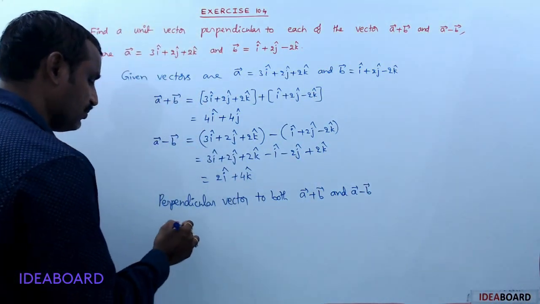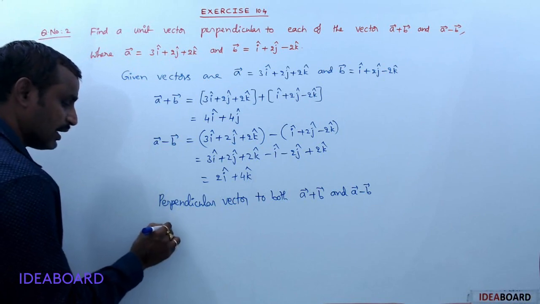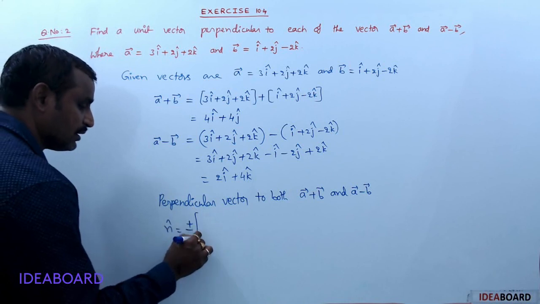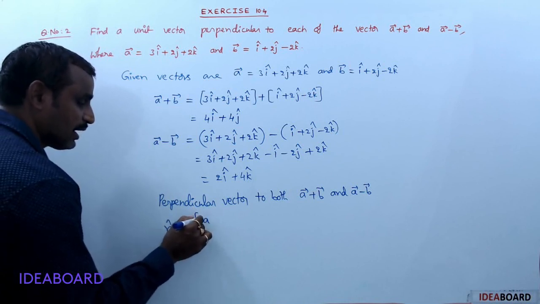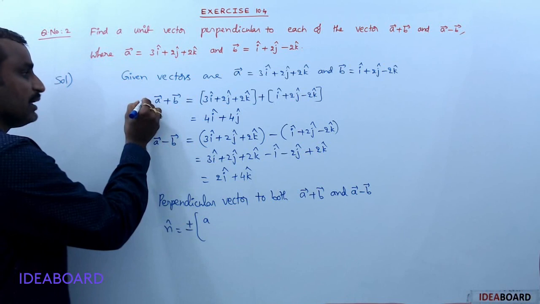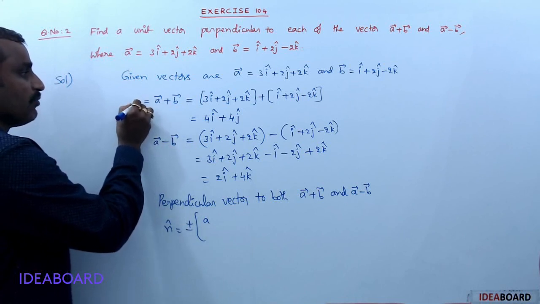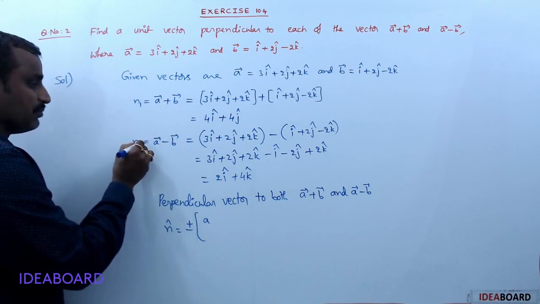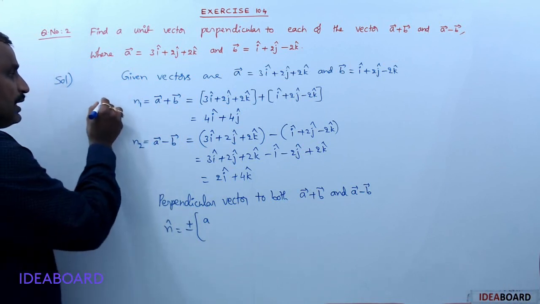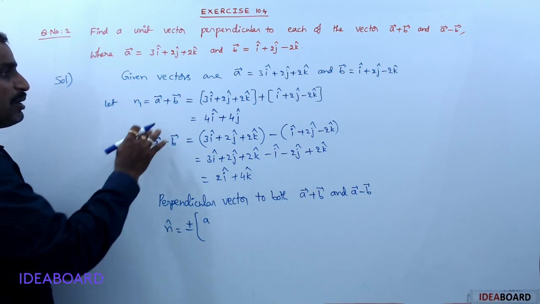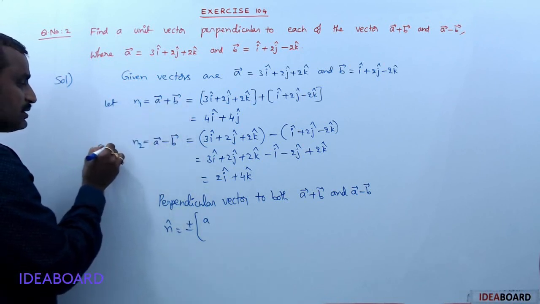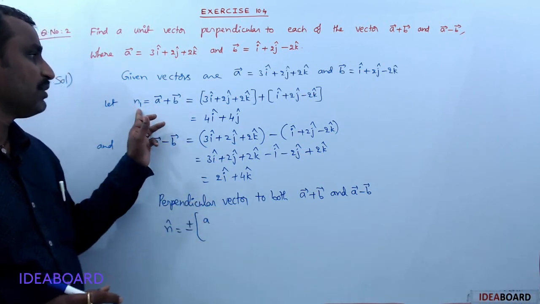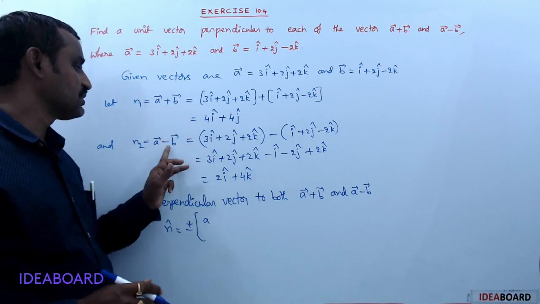That is n cap, and the formula is plus or minus A bar plus B bar. We can take this as n1 and this as n2. So now let n1 be equal to A bar plus B bar, and n2 be equal to A bar minus B bar.